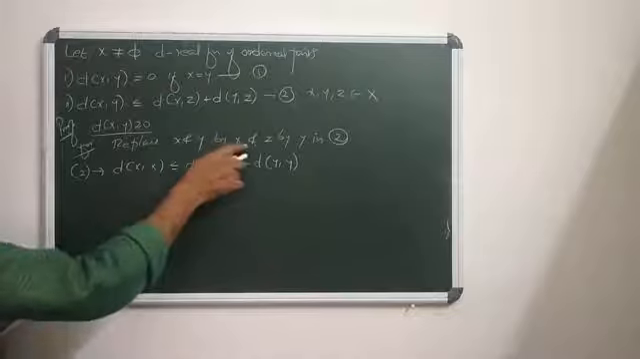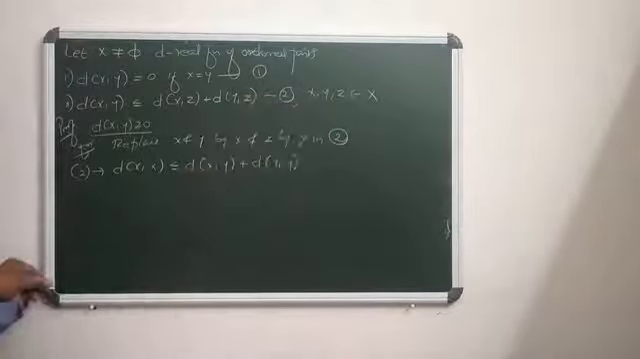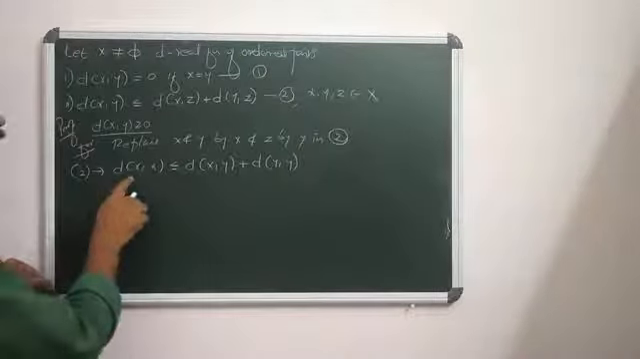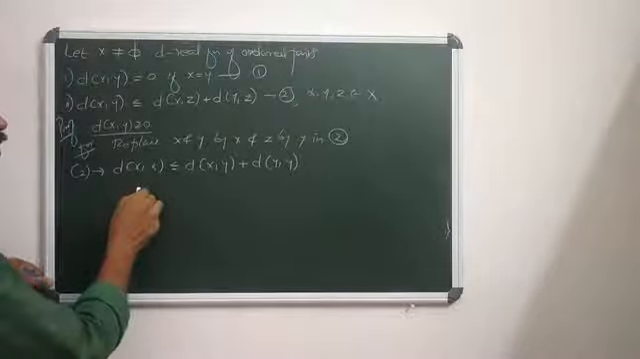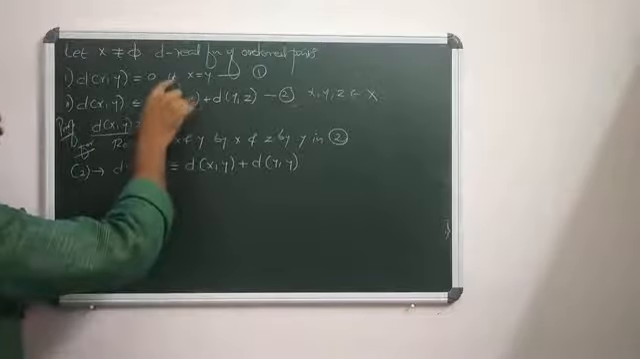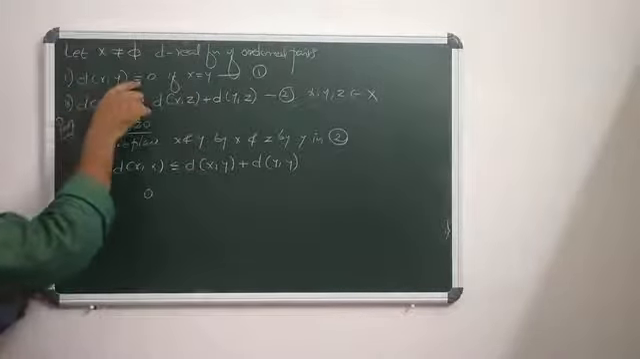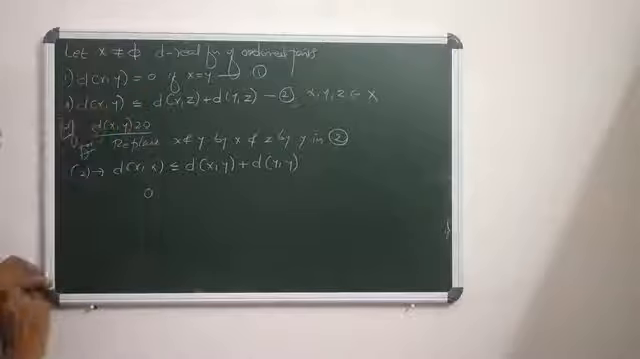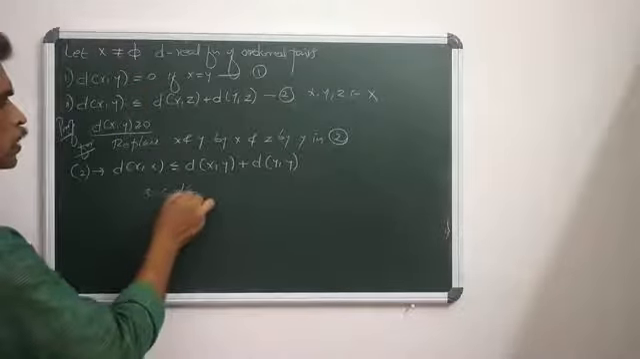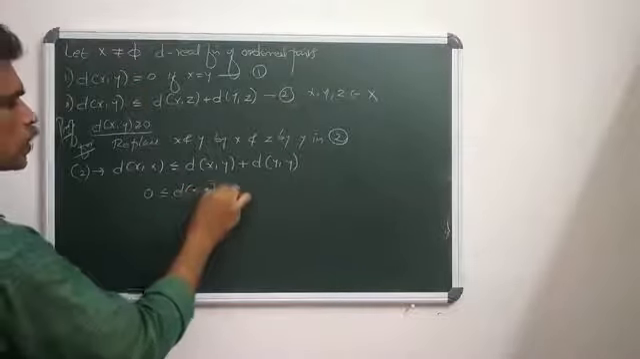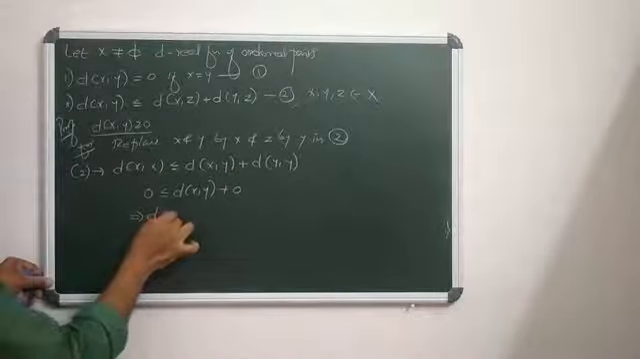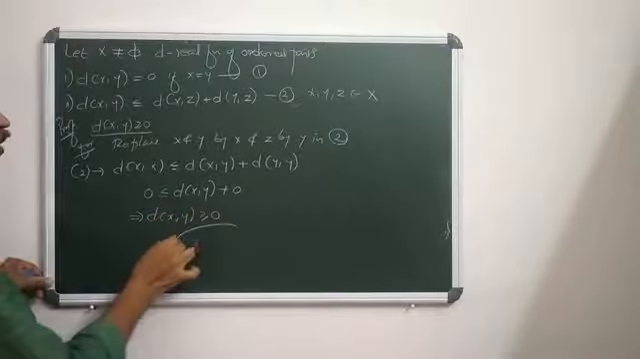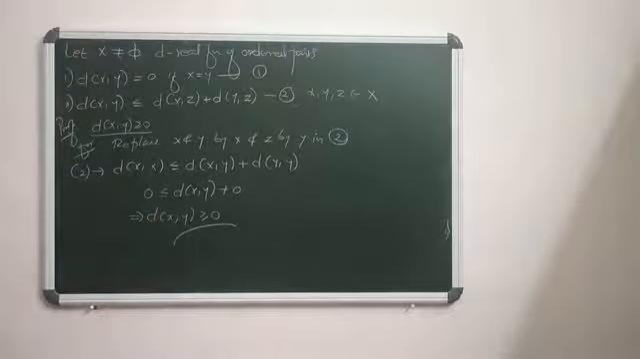Replace y by x and z by y in equation 2. So you have dxx less than or equal to dxy plus dyy. What is dxx? It is 0. Why? Because when x equals y, dxy equals 0. Means dxx equals 0. So 0 less than or equal to dxy plus 0, as dyy is also 0. 0 less than or equal to dxy means dxy greater than or equal to 0. So the first part is finished.